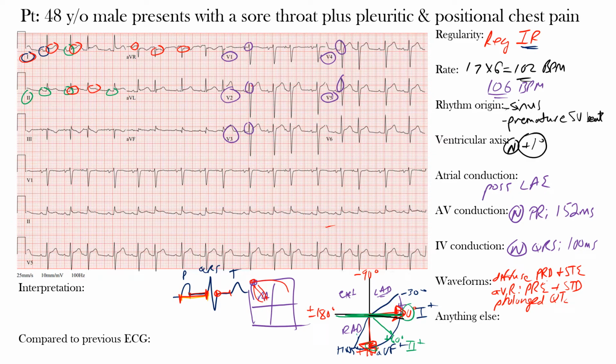So we would consider this pretty normal R wave progression. Okay, so not too much of a concern. Now, how about the transitional zone in the precordial leads? This ECG seems to have it appear between V5 and V6.